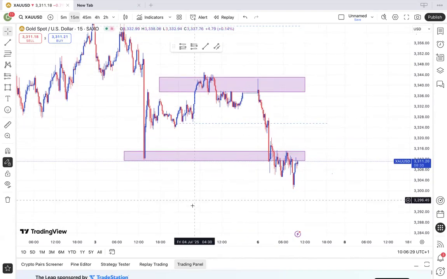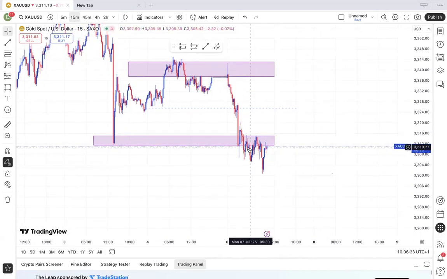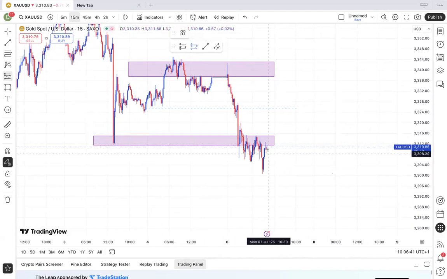So if you minimize this, we bring this here. Now, looking at this area, you can have a continuation to the downside around this region. That's an opportunity for you to short. Then you can mark out this area and short it like this.